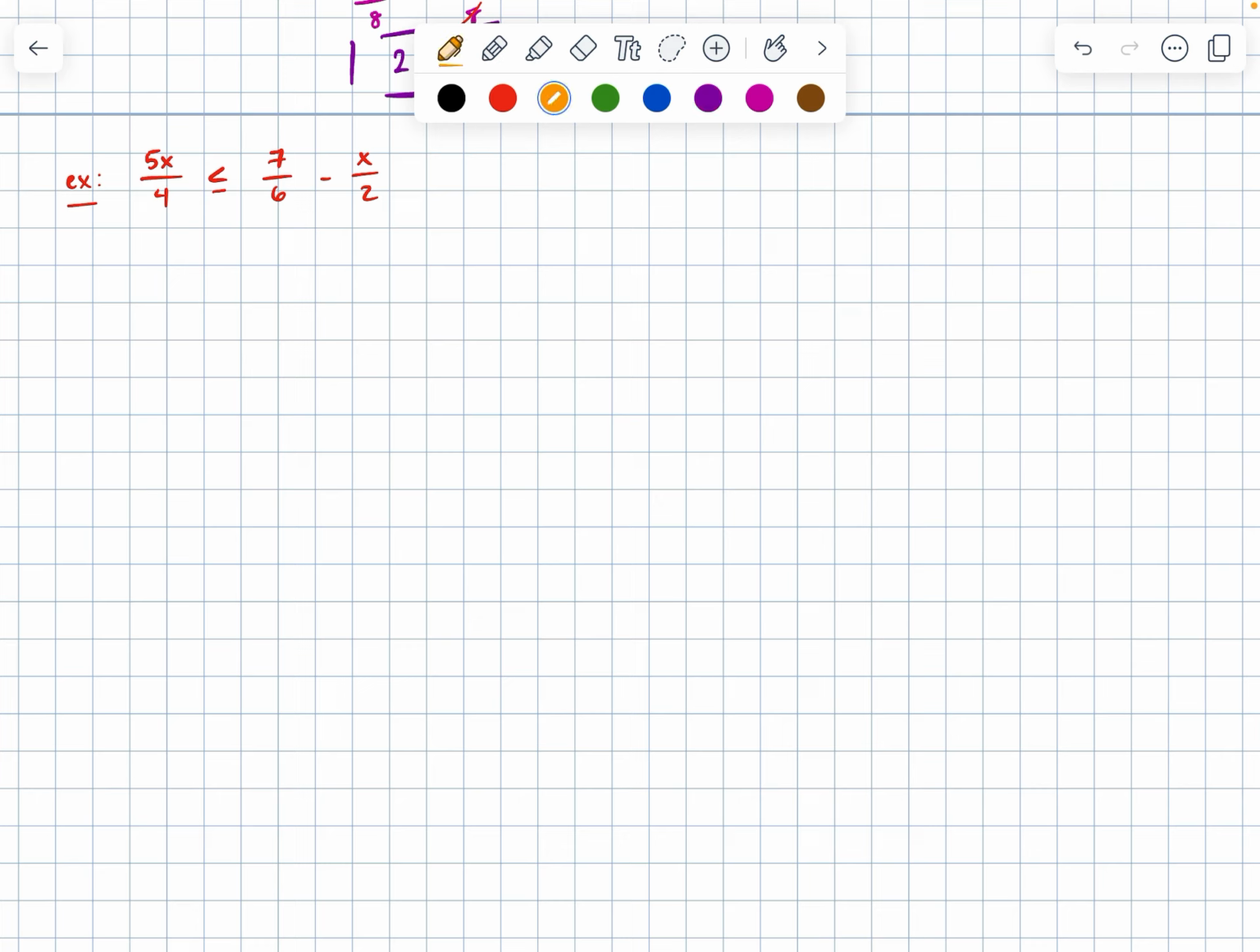So if I have a bunch of fractions that I want to get rid of, one choice that I can make to undo all of those denominators is, well, it's division, so I need to multiply. I can multiply everything by the least common denominator. Here between 4, 6, and 2, what's the least common denominator? Well, the smallest number that all of them multiply to is 12. So over here, I'm going to do 12 times 5x over 4 is less than or equal to 12 times 7/6 minus 12 times x over 2.